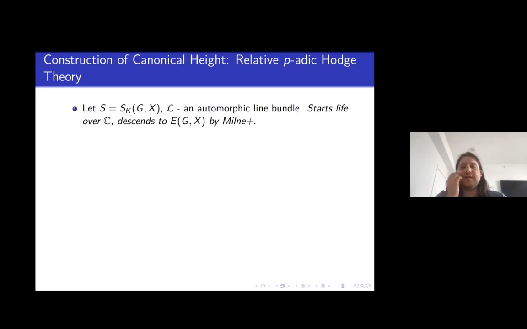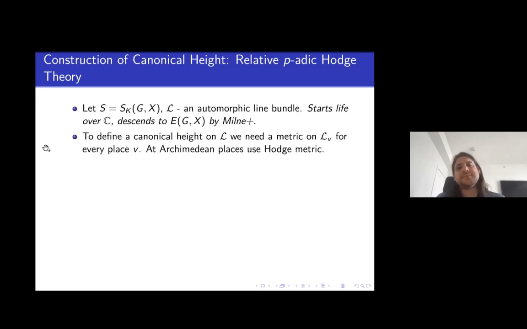So let's recall the story. We have a Shimura variety. We have an automorphic line bundle on it. Remember, this is an object which starts life purely over the complex numbers and then becomes algebraic and descends to a number field using very difficult work by Milne and collaborators. So it's extremely hard to get a concrete handle on this creature.